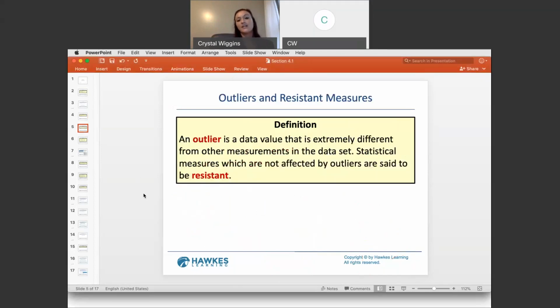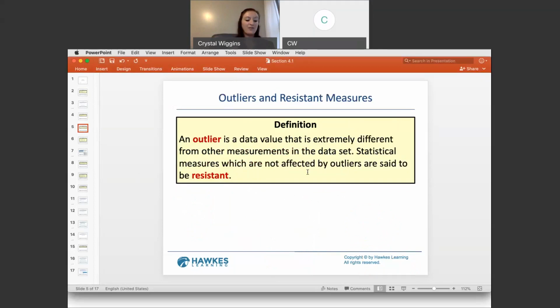An outlier is a data value that is extremely different from other measurements in the data set. Statistically, measures which are not affected by outliers are said to be resistant. Okay, so the mean is definitely affected by outliers.